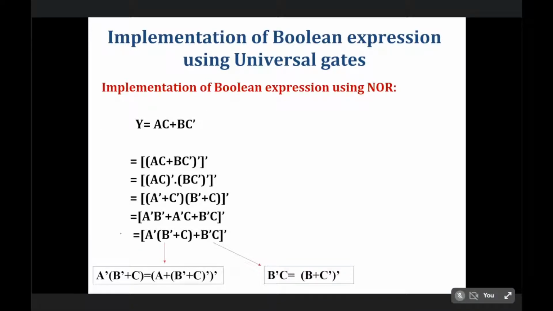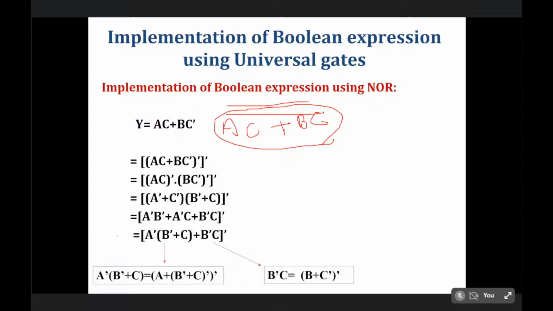Okay. So what happens here? What we have to do again, we have to take the complement. After taking the complement, we need to solve the one complemented and one complemented terms like AC plus, suppose, BC dash. We are taking two complements, so one of the complements will be solved.